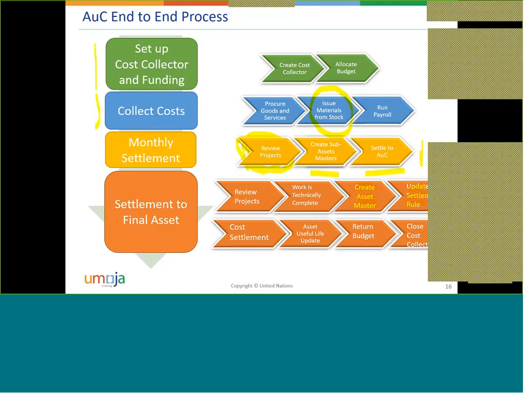All right. So I'm going to repeat eventually the final settlement. I'm going to recap quickly the first part because I think it's easier to understand. First step, setting up the cost collector and funding. This is basically creating the project in the system and allocating budget, which is funding the AuC.